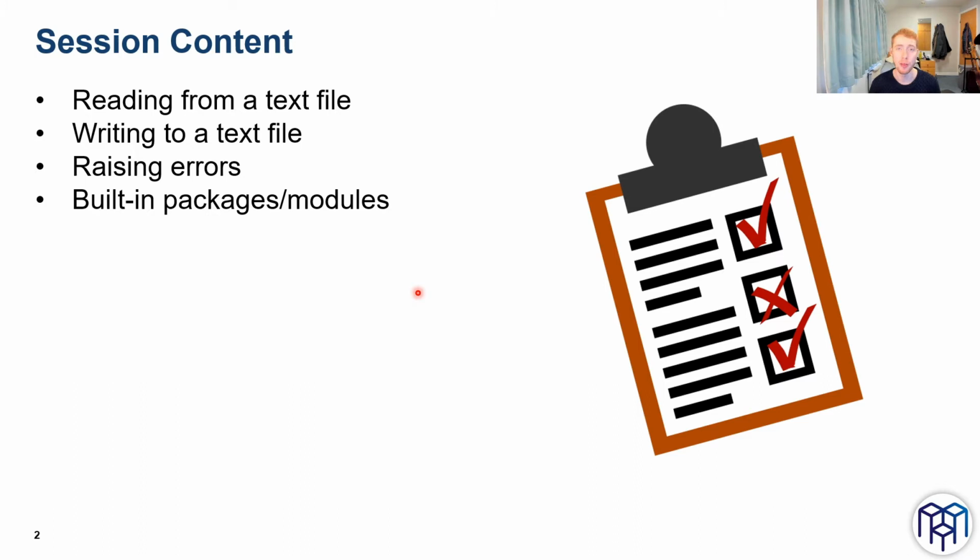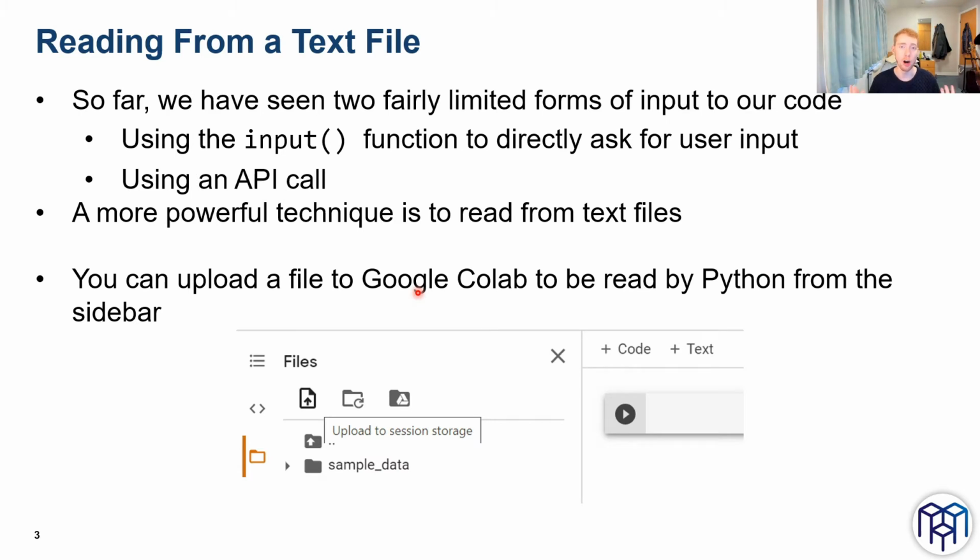Okay, let's get started with today's content, starting with how we can read information from a text file. So we've seen so far two fairly limited ways of reading in information or data into our code. The first was using the input function, and that was used to get information directly from the user of our code. So it would create a little prompt box, they could put in the input they wanted, we could save that to a variable, then use that later in our code.